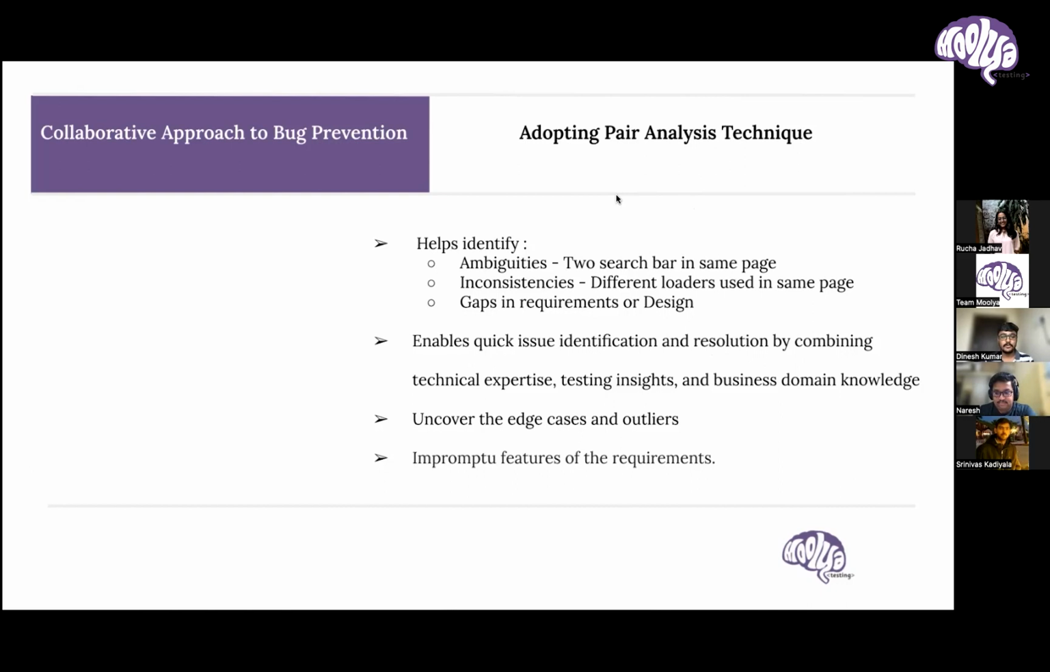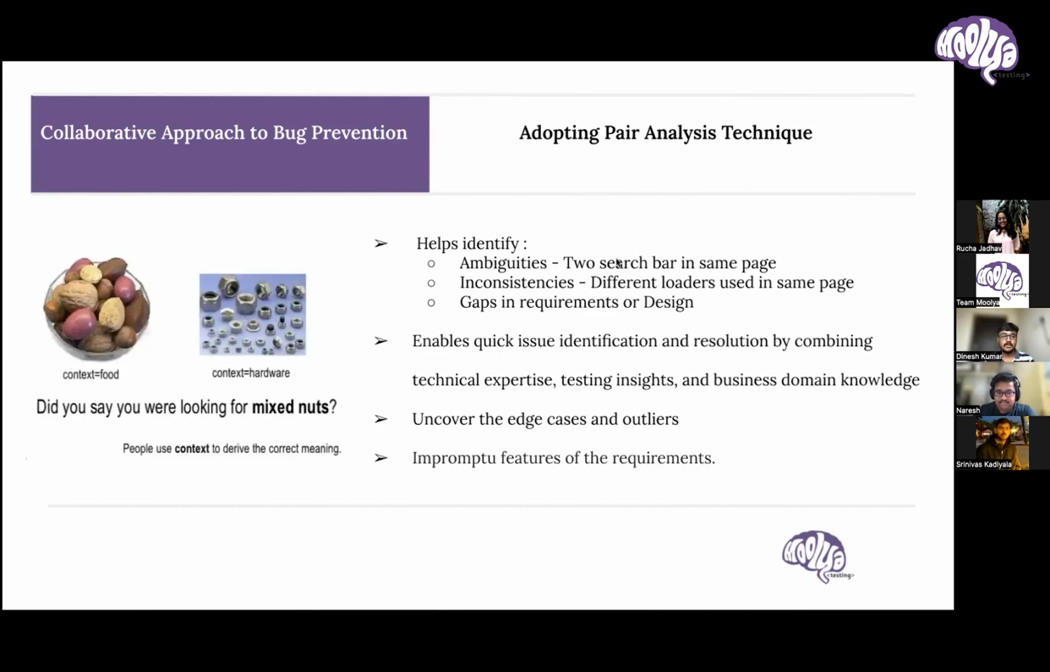Yes, that is what we are going to talk about here. When I say nuts, is the context food or hardware, right? The context changes based upon the person. If I say it's 6, Naresh can say it's 9, right? The context changes. That's the importance of adopting the pair analysis technique here.